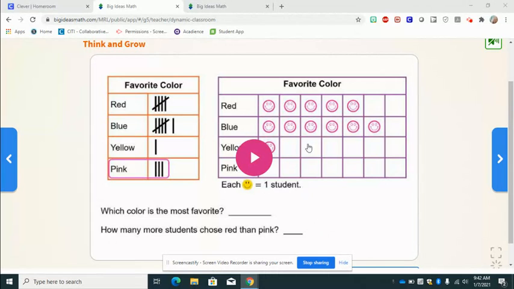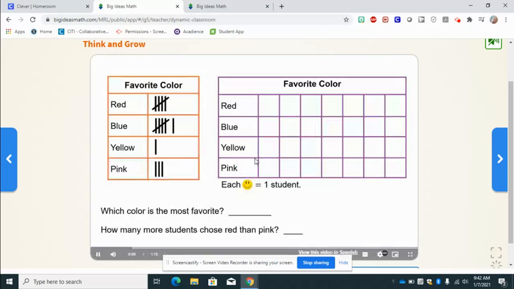So what we're going to do is we're going to be using our tallies to make pictures in our picture graph. So we're going to start with our favorite color: red, blue, yellow, or pink. There are 5 votes for red, so we're going to draw 5 smiley faces for red. 1, 2, 3, 4, 5.